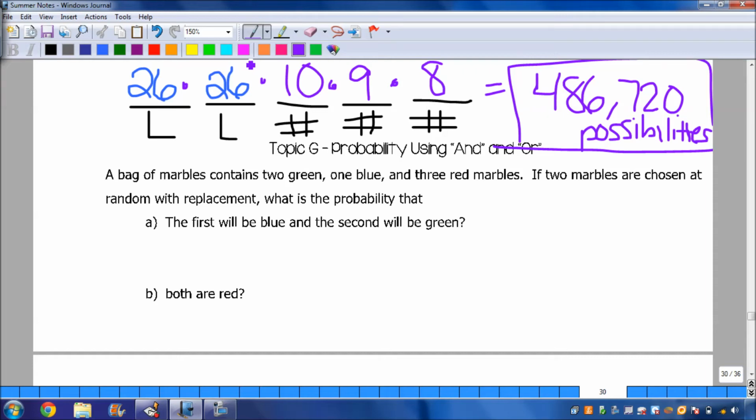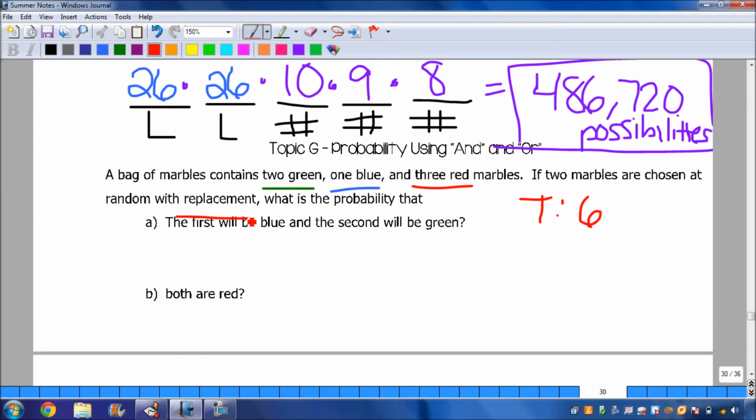Topic G, finding probability using the words and or. So let's look at the first question. A bag of marbles contains 2 green, 1 blue, and 3 red marbles, for a total of 6 marbles. If 2 marbles are chosen at random with replacement, which means they're put back in, what is the probability that the first will be blue and the second will be green?